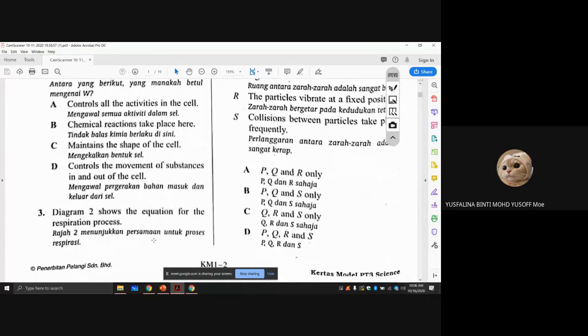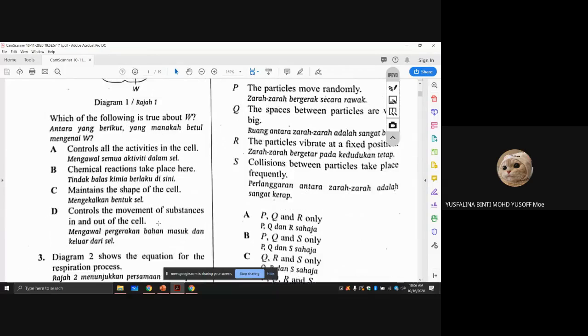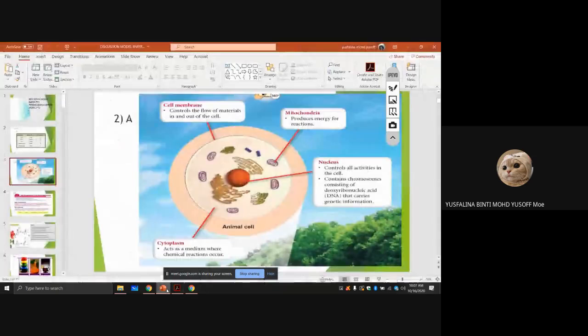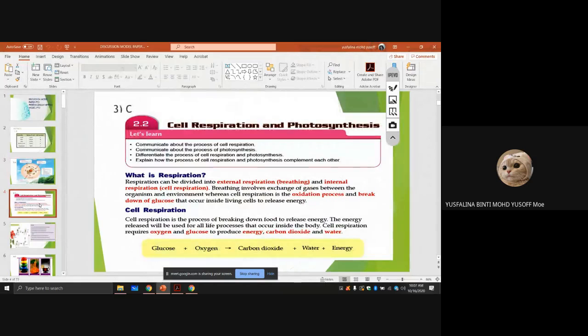Diagram 2 shows the equation for the respiration process. Glucose plus Y produces carbon dioxide, water vapor, and P. What are Y and P? So number 3, the answer is C. Glucose plus oxygen will produce carbon dioxide, water, and energy. That is the process of respiration. So what is respiration?